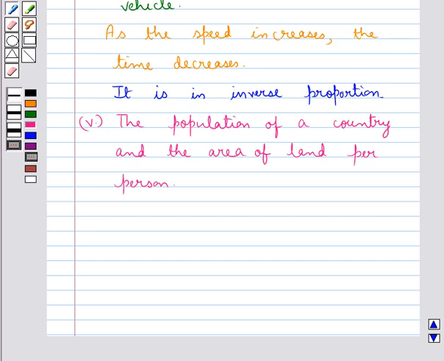The last statement says the population of a country and the area of land per person. In this case, the two quantities are the population and the area. So if the population increases, the area of land per person decreases, and if the population decreases, the area available will be more. So we say if one quantity increases, the other decreases. Thus, according to the key idea, we say that it is in inverse proportion.